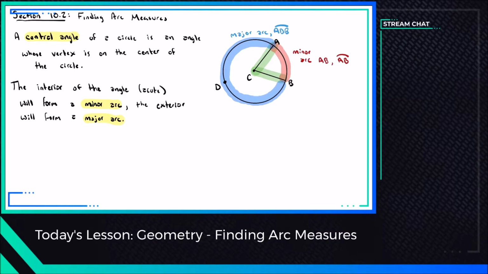And then finally, a semicircle is when the endpoints of an arc are the diameter. All right, so here's all the different types of arcs we're going to be working with.